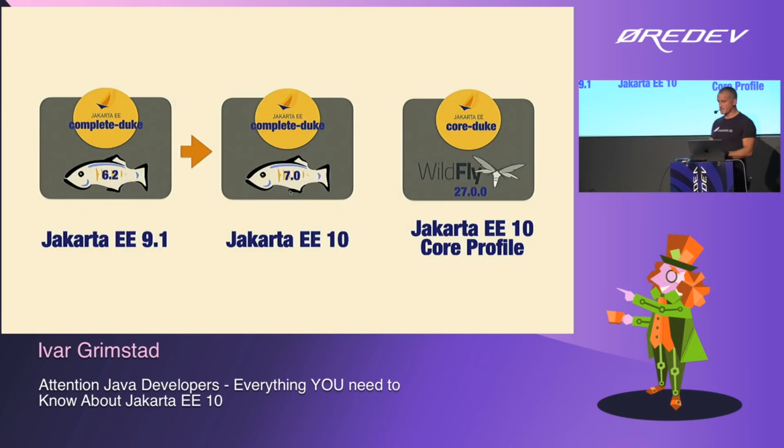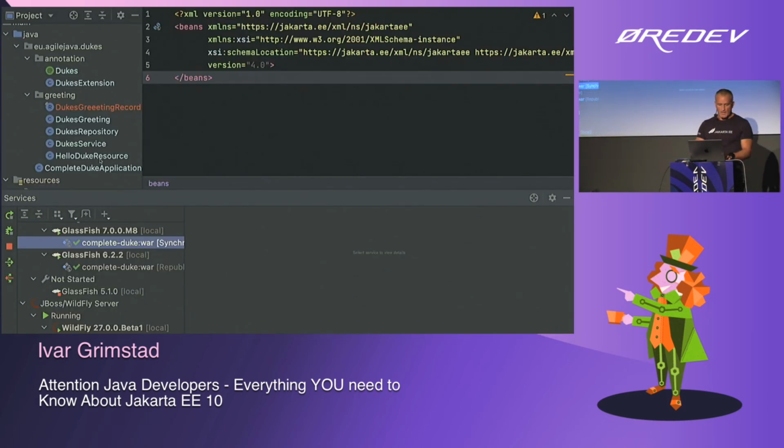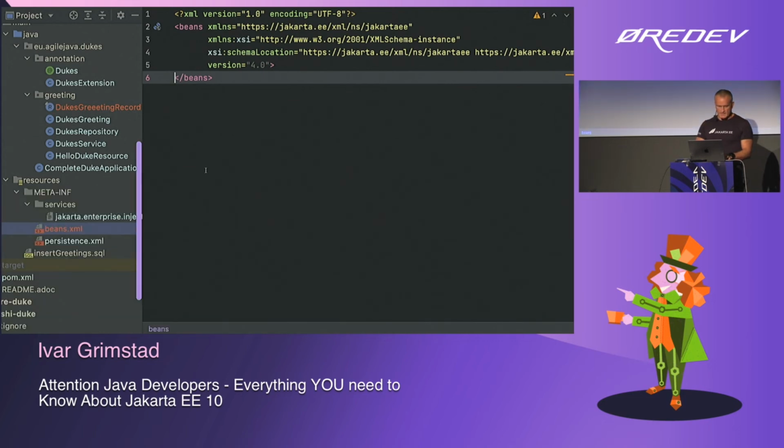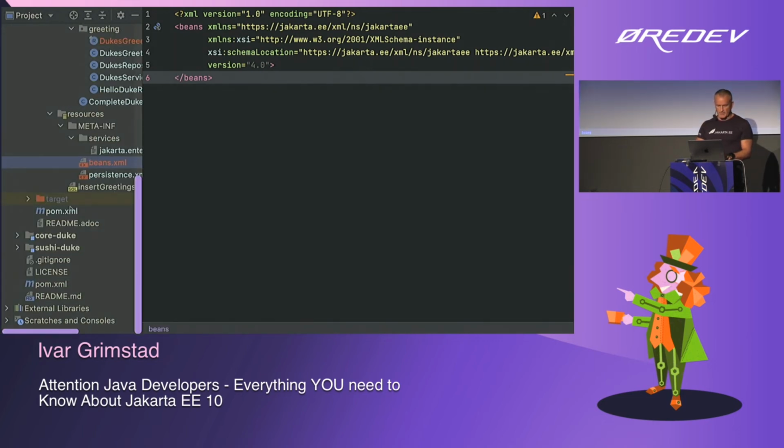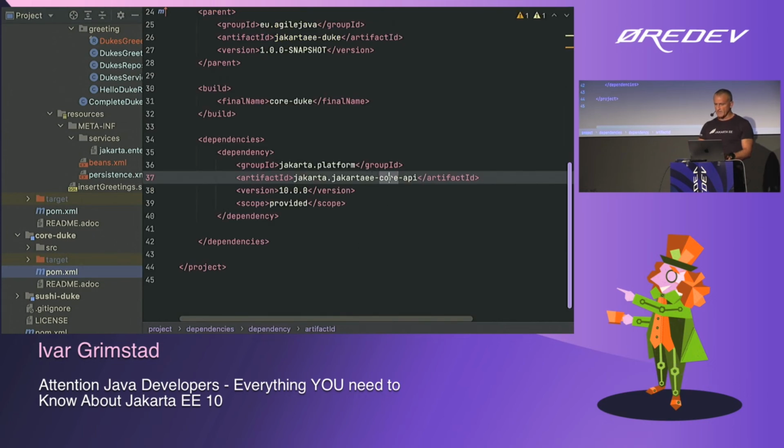So the next step is Jakarta EE Core Profile. So let's look at how that looks. Core Profile is, as I said, a subset of the web profile. And I have this CoreDuke application here, which you can see I'm using the core API, not the Jakarta EE API, which is the platform, or the web API, which is the web profile. So this is a subset of the APIs available for the developer.